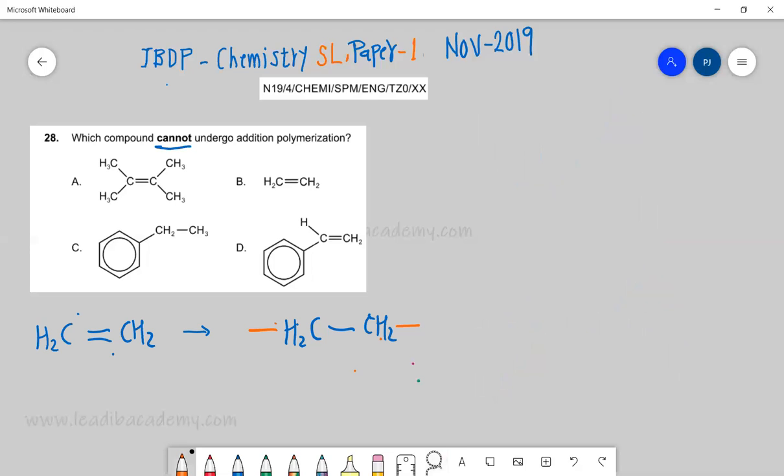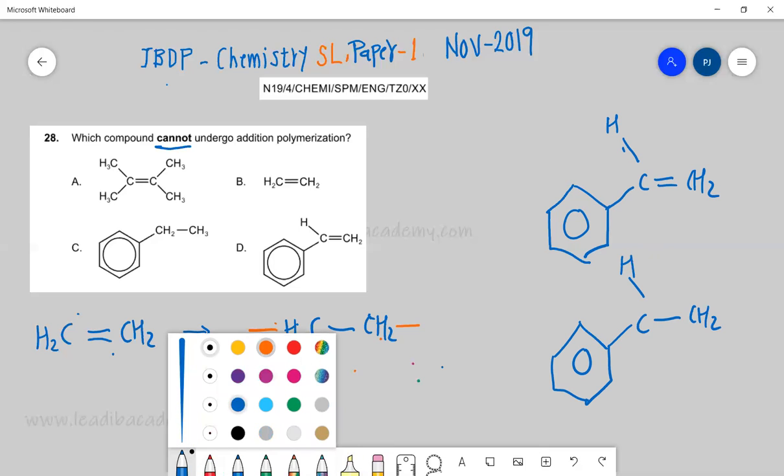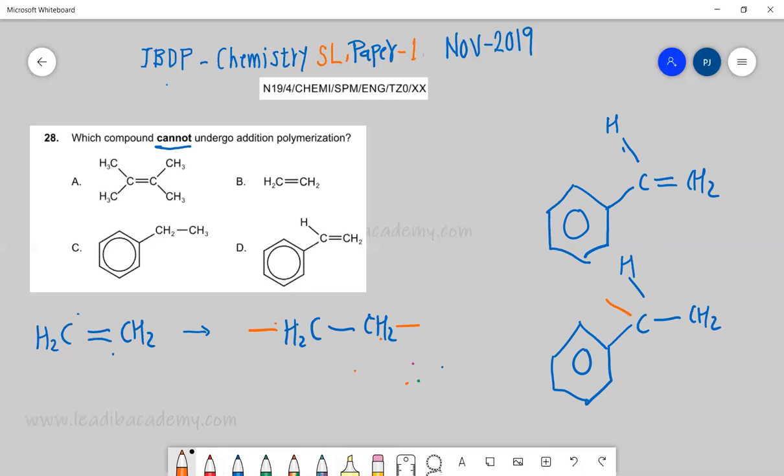Even in the case of D, we have CH double bond CH2, and then it can become CH, CH2 with continuation bonds. This is possible because of double bond breakage.